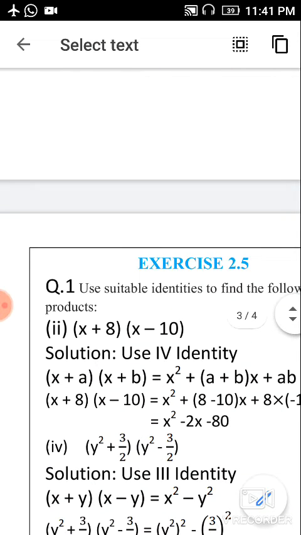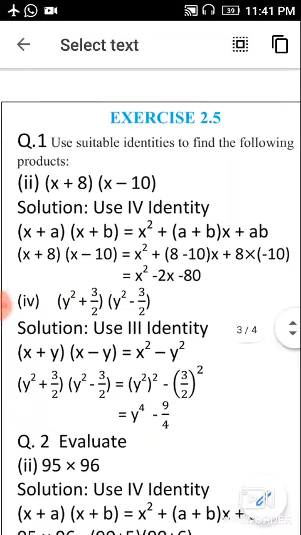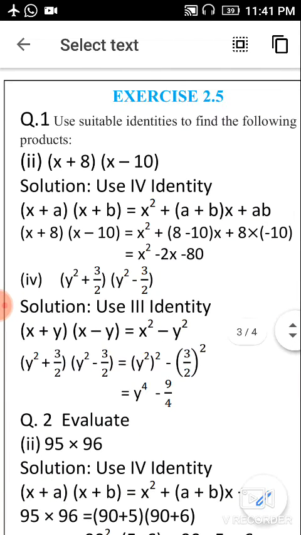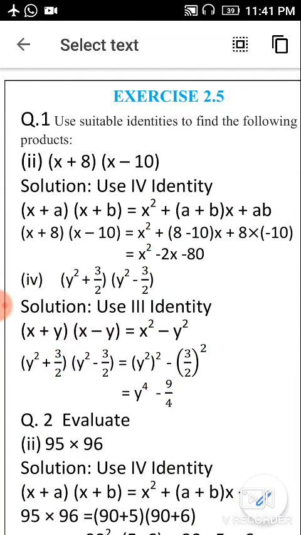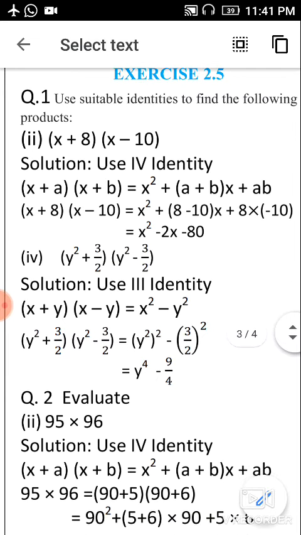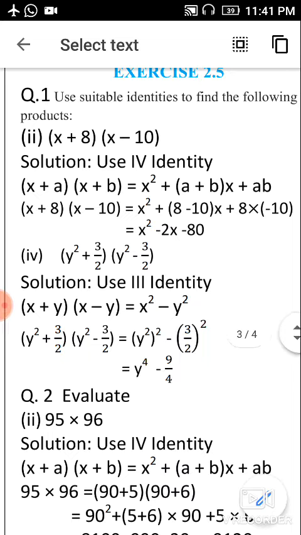Now we'll come to exercise 2.5. Exercise 2.5 is based on these two identities. So question number 1, second part: x plus 8 into x minus 10. Which identity? First is not possible because the second numbers are not the same. Second also not, third also not, so the fourth identity.